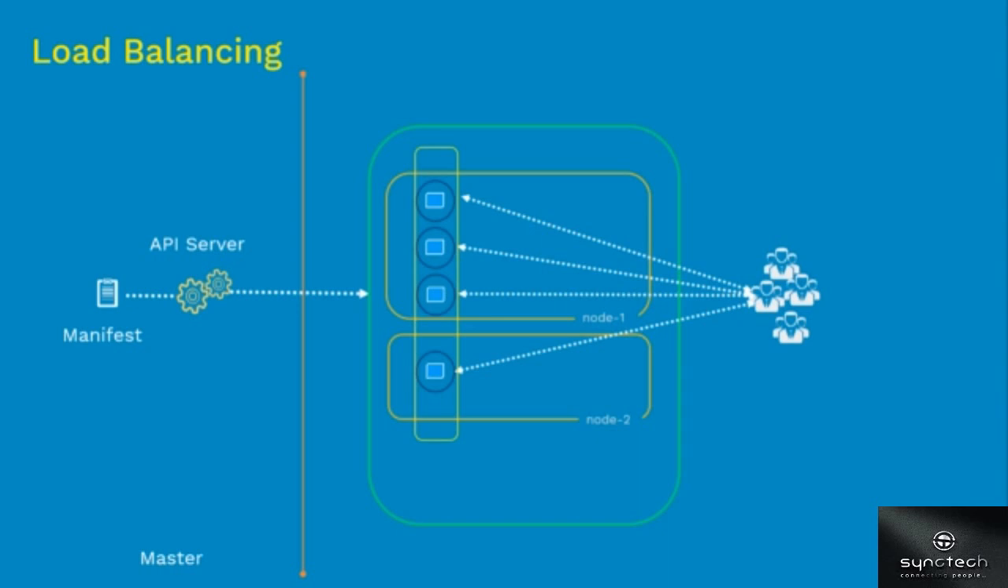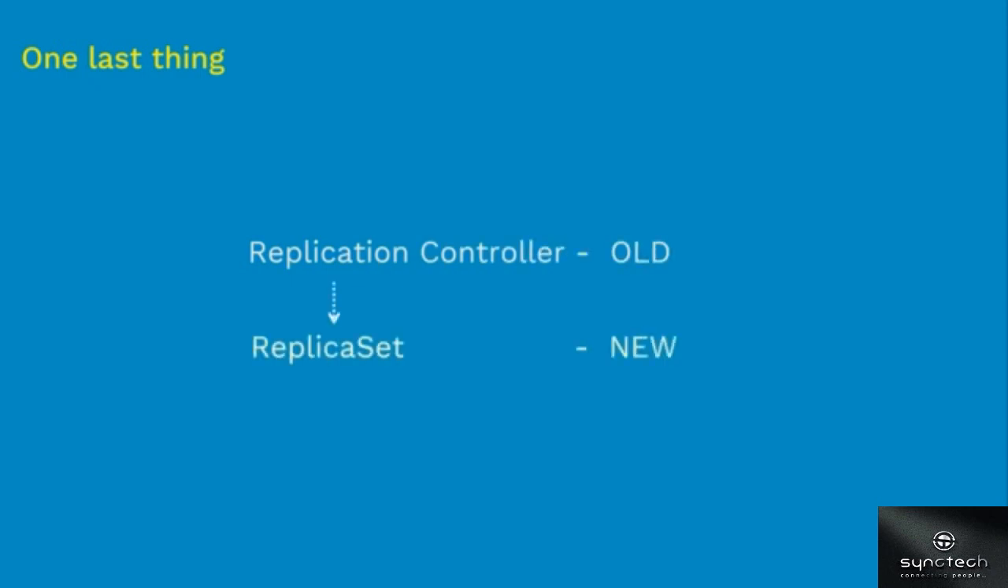And there is one last thing about Replication Controller, and that is, Replication Controller is old. It is replaced by new ReplicaSet. ReplicaSet is a next generation Replication Controller. As of this recording, there is only one difference between them, and that is, Replication Controller supports equality-based selectors, whereas ReplicaSet supports set-based selectors. Besides that, whatever we discussed in this video so far still applies to ReplicaSet.